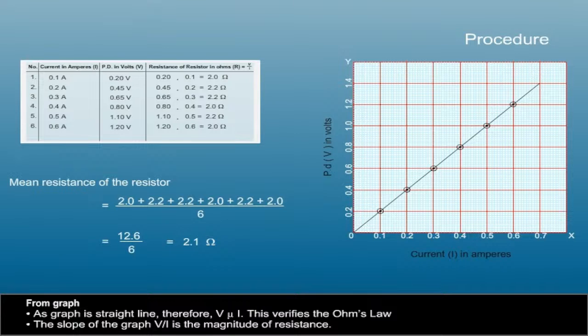From graph. As the graph is a straight line, therefore, V is directly proportional to I. This verifies Ohm's law. The slope of the graph, V by I, is the magnitude of resistance.